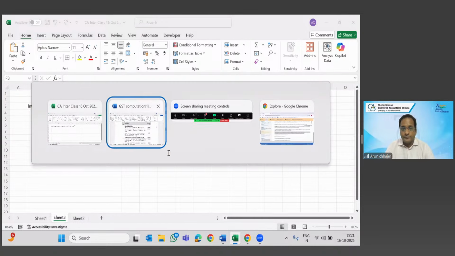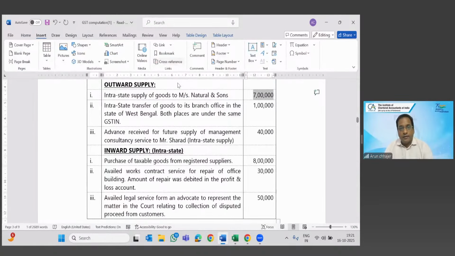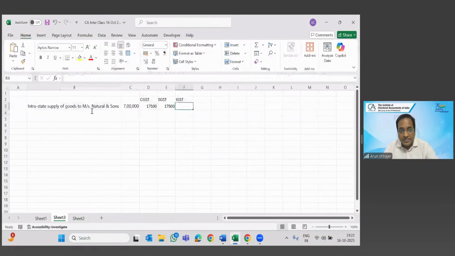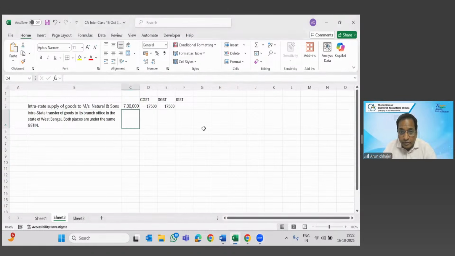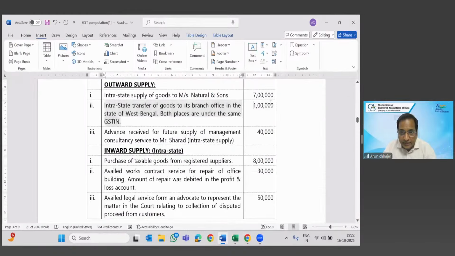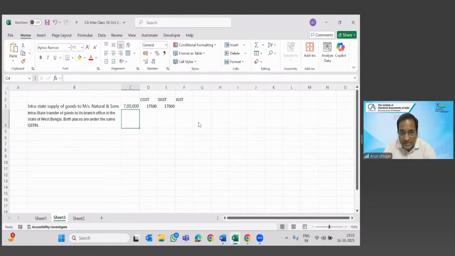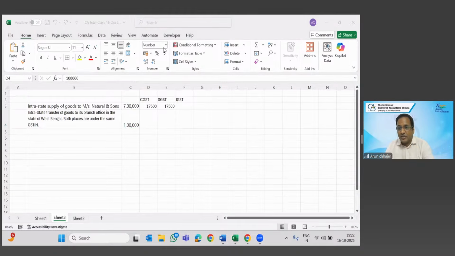Now, second point. I am saying intrastate transfer of goods to the branch in the state of West Bengal. Both places are under the same GST number because it is intrastate supply. Should I charge CGST, SGST or IGST?